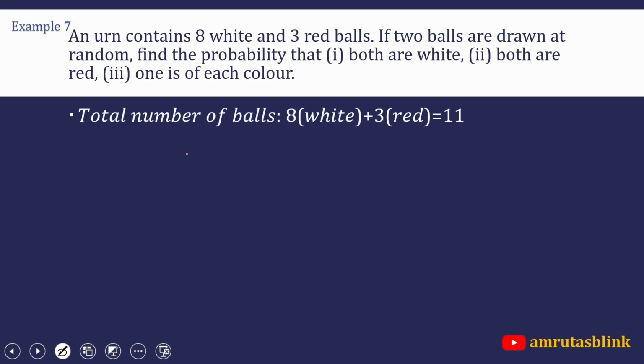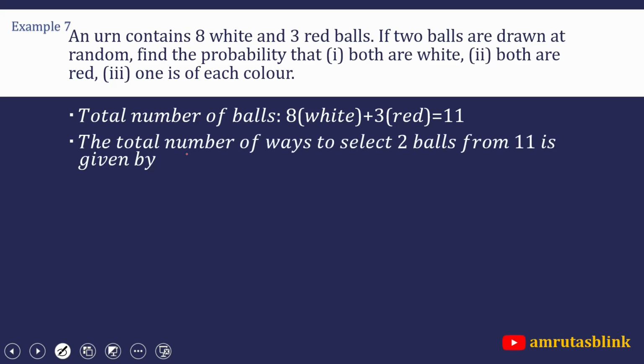How many total balls are there? There are total 8 and plus 3 red. That means total number of balls in that particular urn is 11. And how many balls we need to choose? That is, we need to select 2 balls. So the number of ways to select 2 balls from these 11 balls. Now we need to choose, that's why we have to apply rule of combination here.